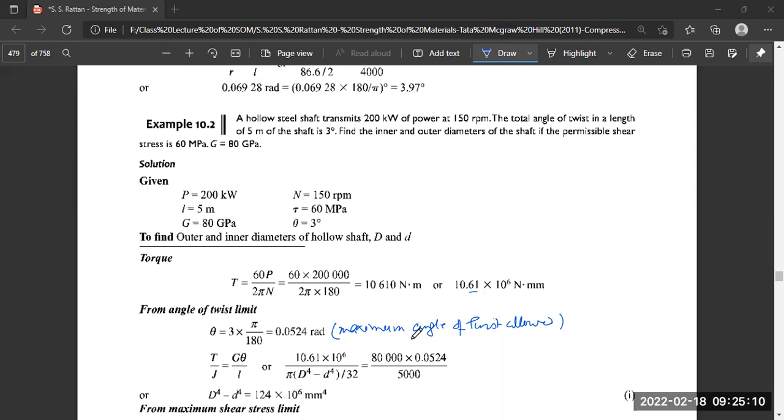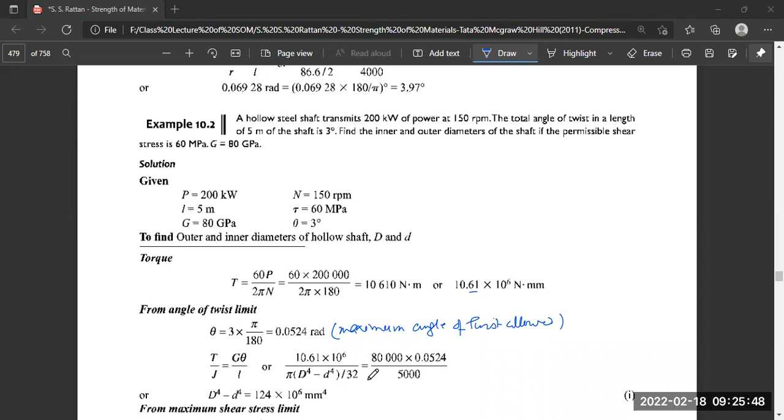Next, the angle of twist theta is given as 3 × pi by 180, and so theta is given as 3 degree. We can convert theta into radian by multiplying it by pi by 180, so it becomes 0.0524 radian. That is the maximum angular twist available in terms of radian, which was 3 degree in terms of degree. So again, from the torsional equation T divided by J equals G theta by L, what will happen? We know the torque, but we don't know the polar moment of inertia because we don't know the diameter.